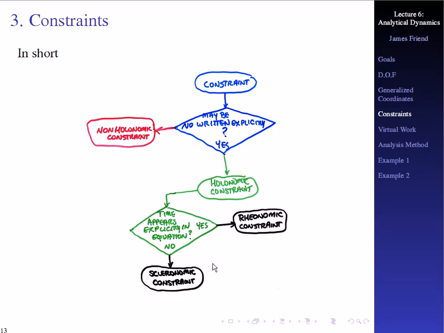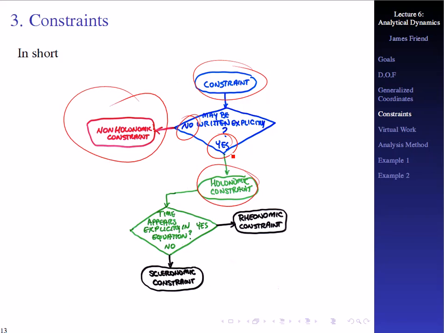So, important to remember. If you have a constraint, ask yourself, can it be written explicitly in terms of the variables and time t? If not, it's non-holonomic. If it can, it's holonomic. Just that simple. If it's holonomic, does time appear explicitly? If not, it's scleronomic. It's the best situation. If time appears explicitly in the equation, it's said to be rheonomic.